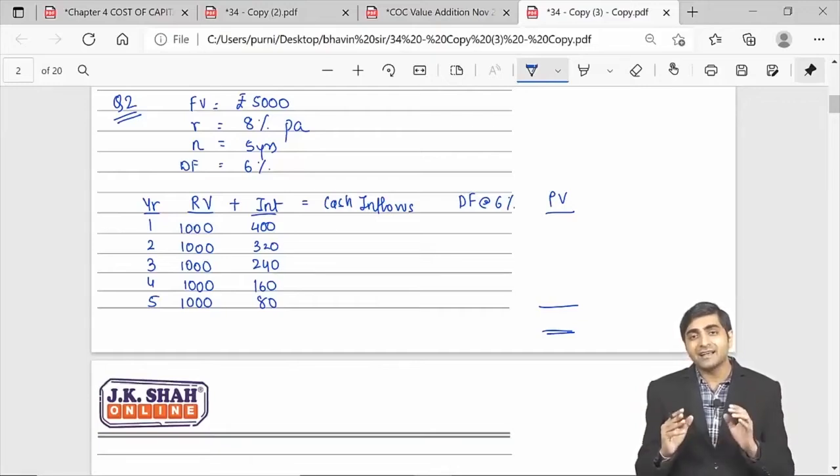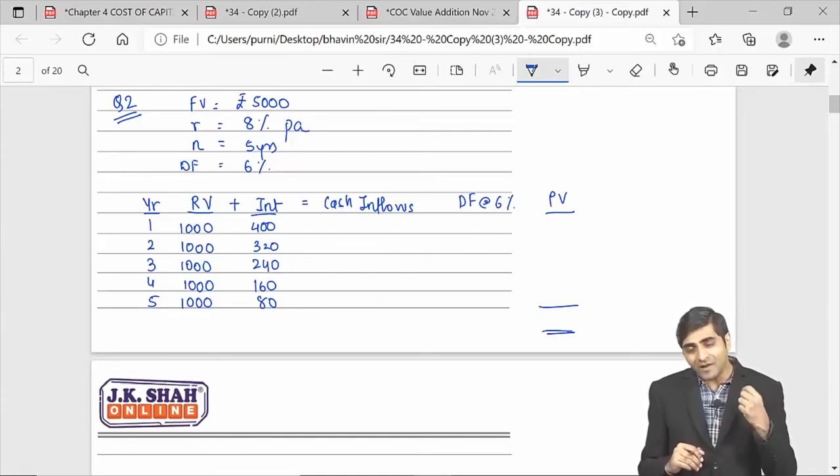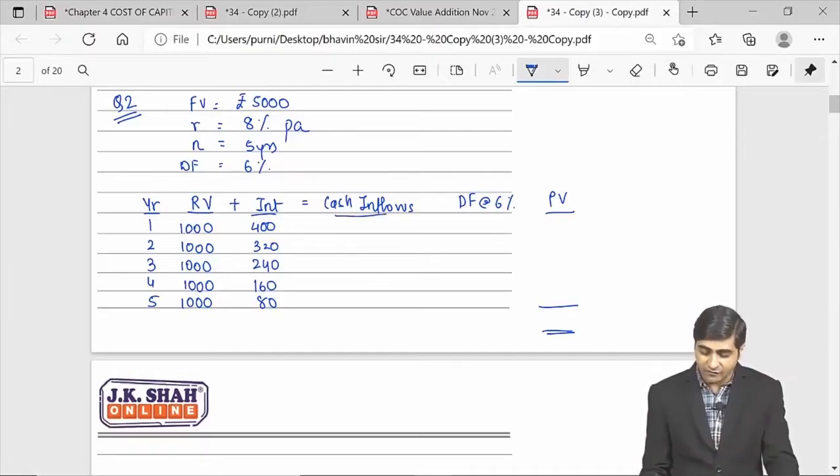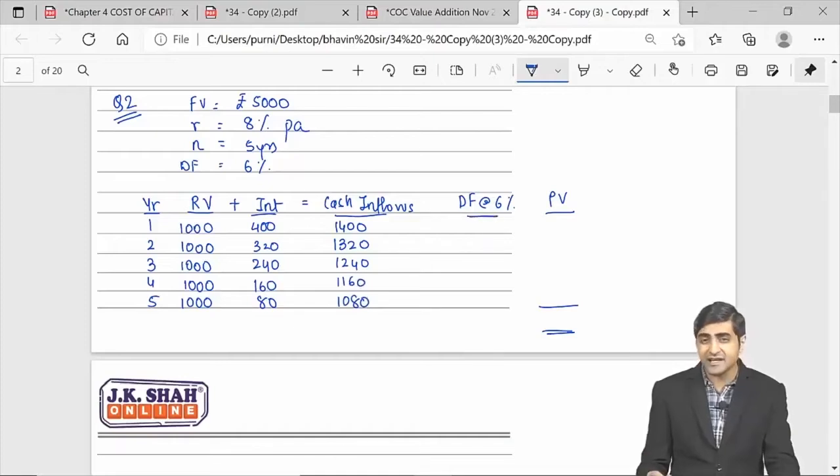First year, entire 5,000 rupees is outstanding. So that's why the company will pay the interest on entire 5,000 at the rate of 8%. For second year, 1,000 rupees is already been paid. It has been amortized. So 4,000 is the outstanding on which the interest will be taken into consideration. So now what will be your series of cash inflows? It will be 1,400, 1,320, 1,240, 1,160 and 1,080. And guys, the investors are expecting a return of 6%.